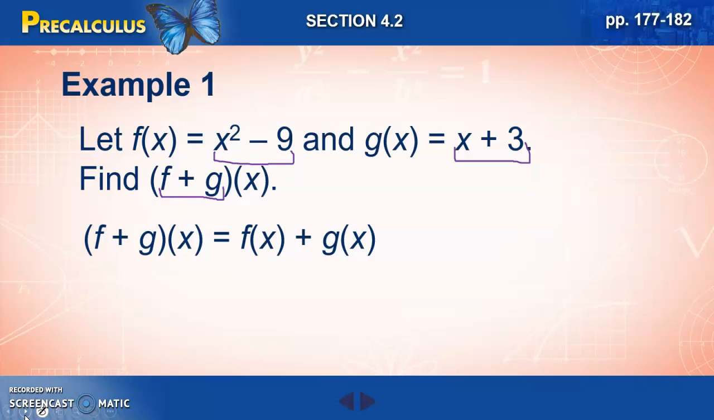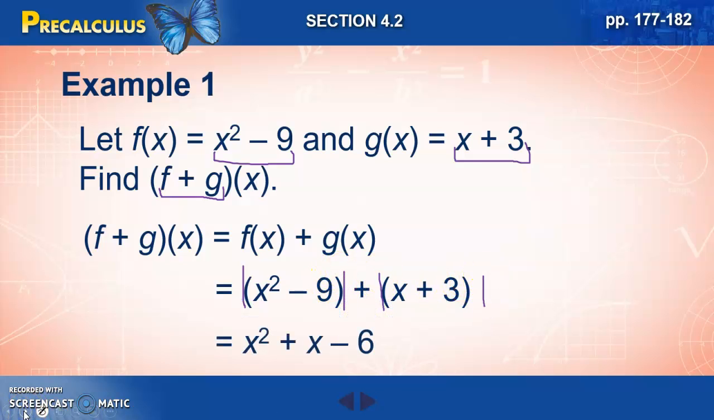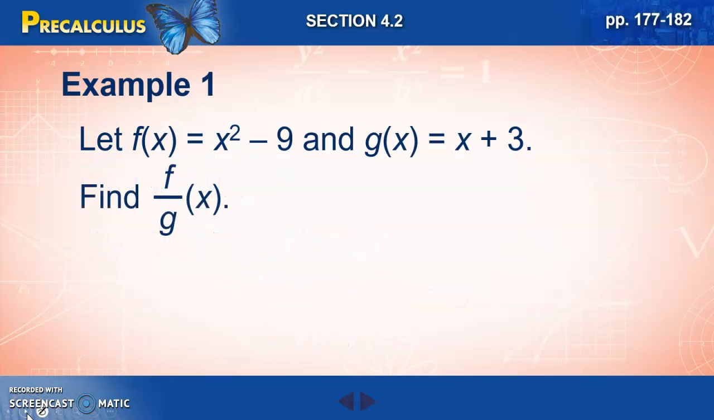F plus g of x is the same as f of x plus g of x. F of x is x squared minus 9, and g of x is x plus 3. And notice that we are putting these in parentheses here. G of x is right here. We're then going to make sure that we add those together. Parentheses are important when we're doing subtraction because we would have to distribute that negative, but in this case, there's no negative to distribute. So we get x squared plus x minus 6, and that is our final answer. We have added these two functions together.